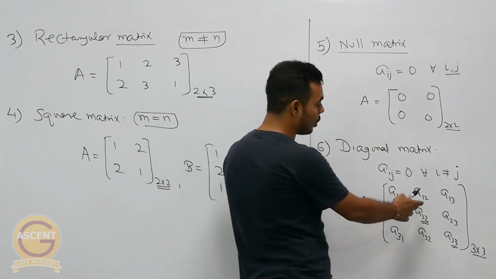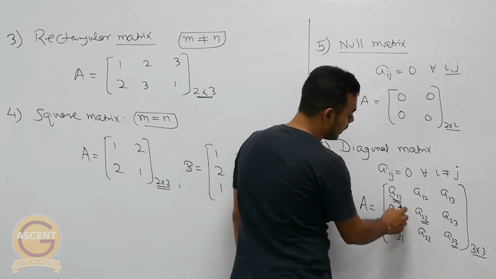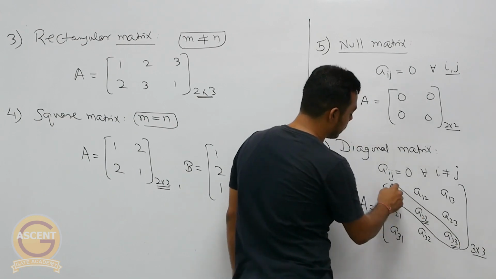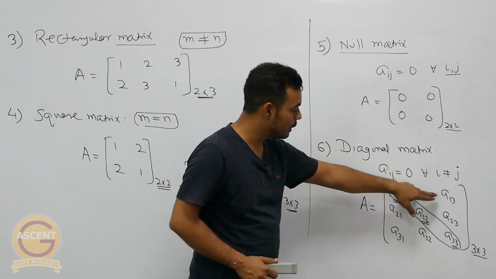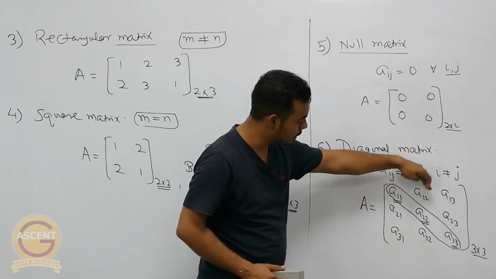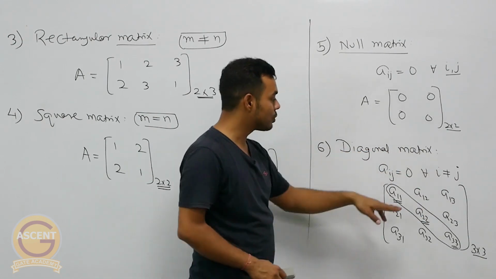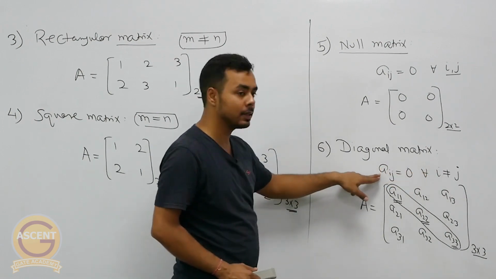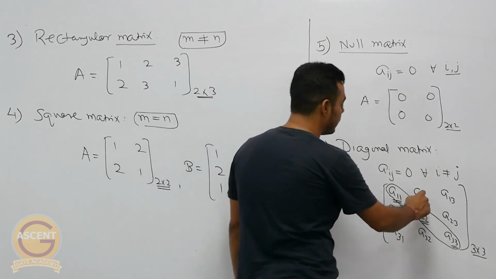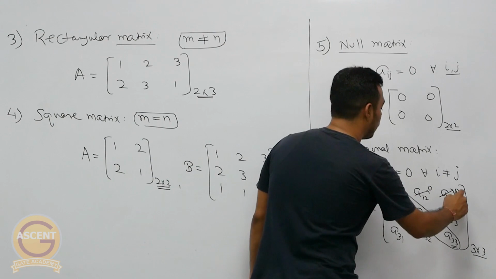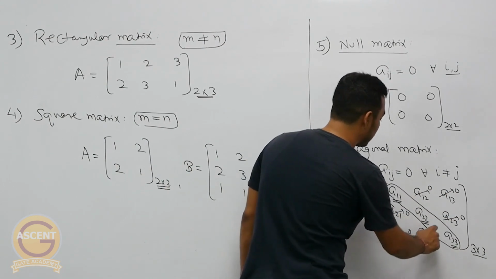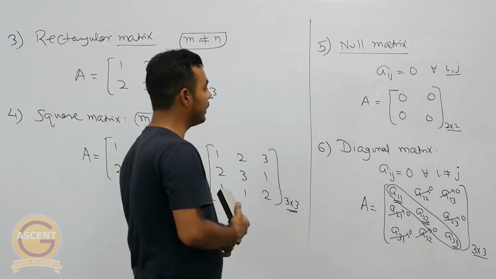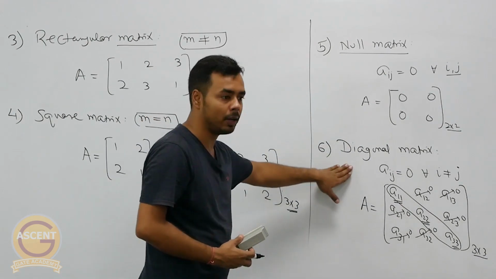So you can see that these are the 3 diagonal elements for a 3 cross 3 square matrix. Now for all the off diagonal elements, i is 1, j is 2, i is 1, j is 3. So if i and j are different, then the entry has to be 0. If all the off diagonal elements are 0, then the matrix is called a diagonal matrix. Now one important thing here, a diagonal matrix is defined only for a square matrix.